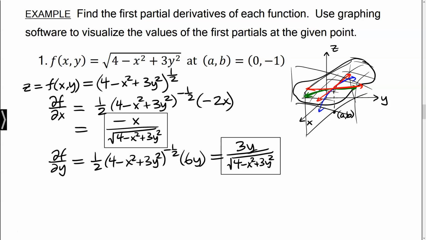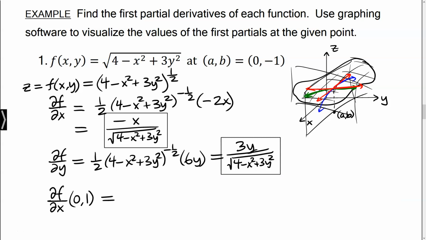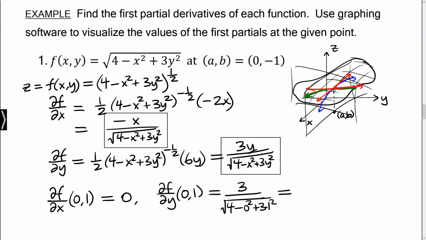And now let's go ahead and see what this is at the specific point 0, negative 1. So the partial with respect to x at 0, 1. Okay, so I have to plug in 0 for x and 1 for y. So that's just going to end up being 0, right? It's a 0 over square root 7 or something. But it doesn't matter what's on the bottom, it's still 0. And the partial of f with respect to y at 0, 1 is going to be 3 times 1, so it's going to be 3 divided by square root of 4 minus 0 squared plus 3 times 1 squared. Okay, so it's the same square root 7. So it's 3 divided by square root 7.